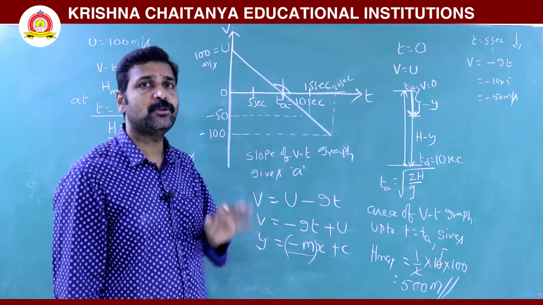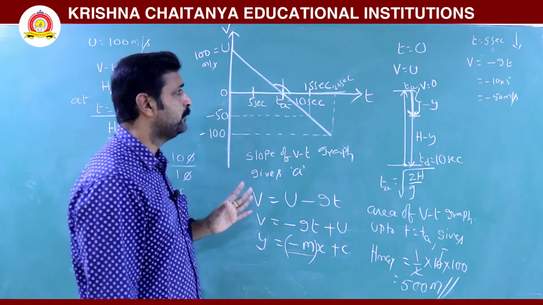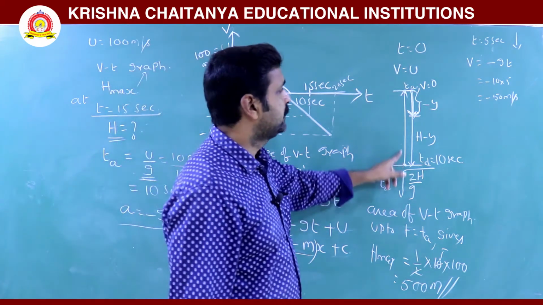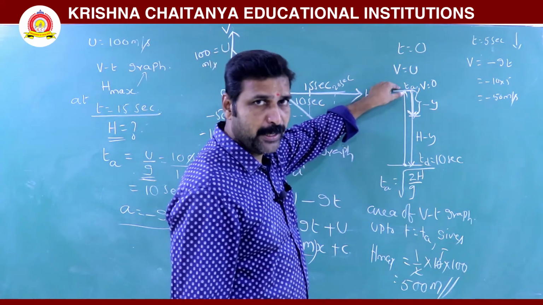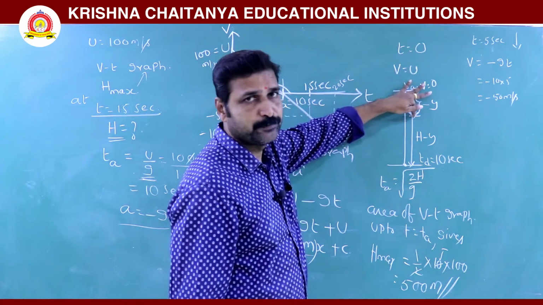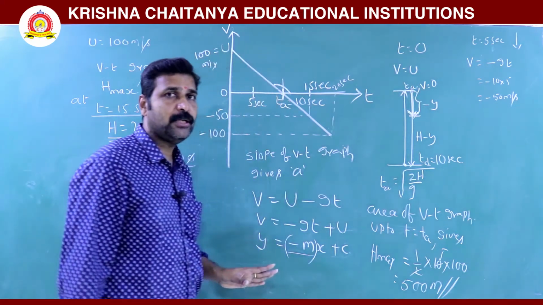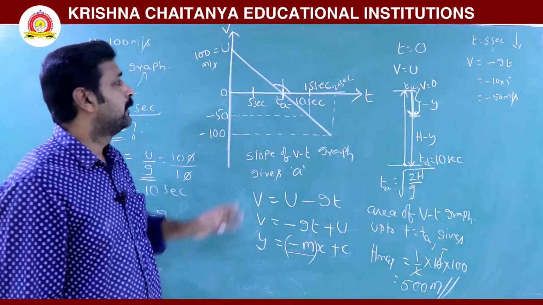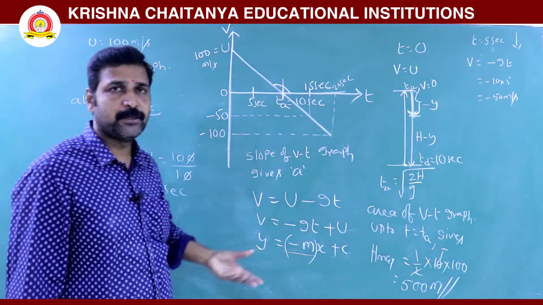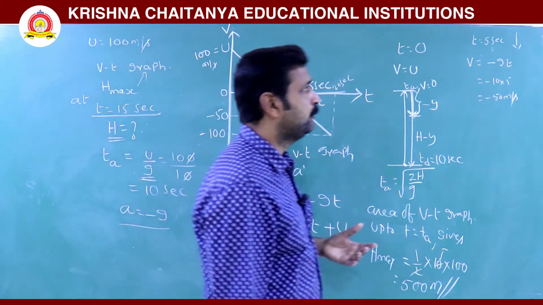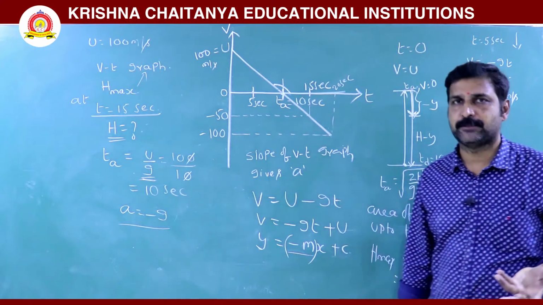Maximum height is nothing but total displacement. How can you calculate the total displacement? This is h, and this is minus y. That means h minus y. So how will the total displacement be derived from the VT graph? Simple. In a velocity-time graph, area gives displacement.